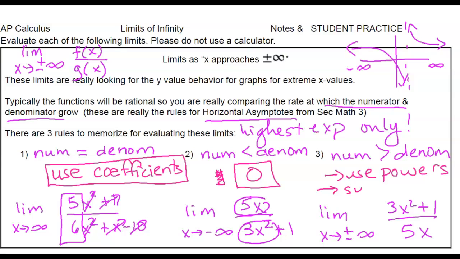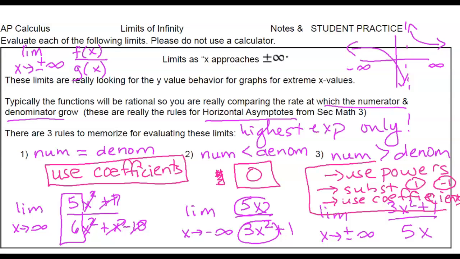Depending on your limit, you're going to substitute either x equals positive 1 if you're going to positive infinity, or negative 1 if you're going to negative infinity. And then you need to use the coefficients of the highest term. Coefficient. I can't talk and write. Okay? So that one is a little more complicated. It's not really that much longer to do, though, once you get used to it.